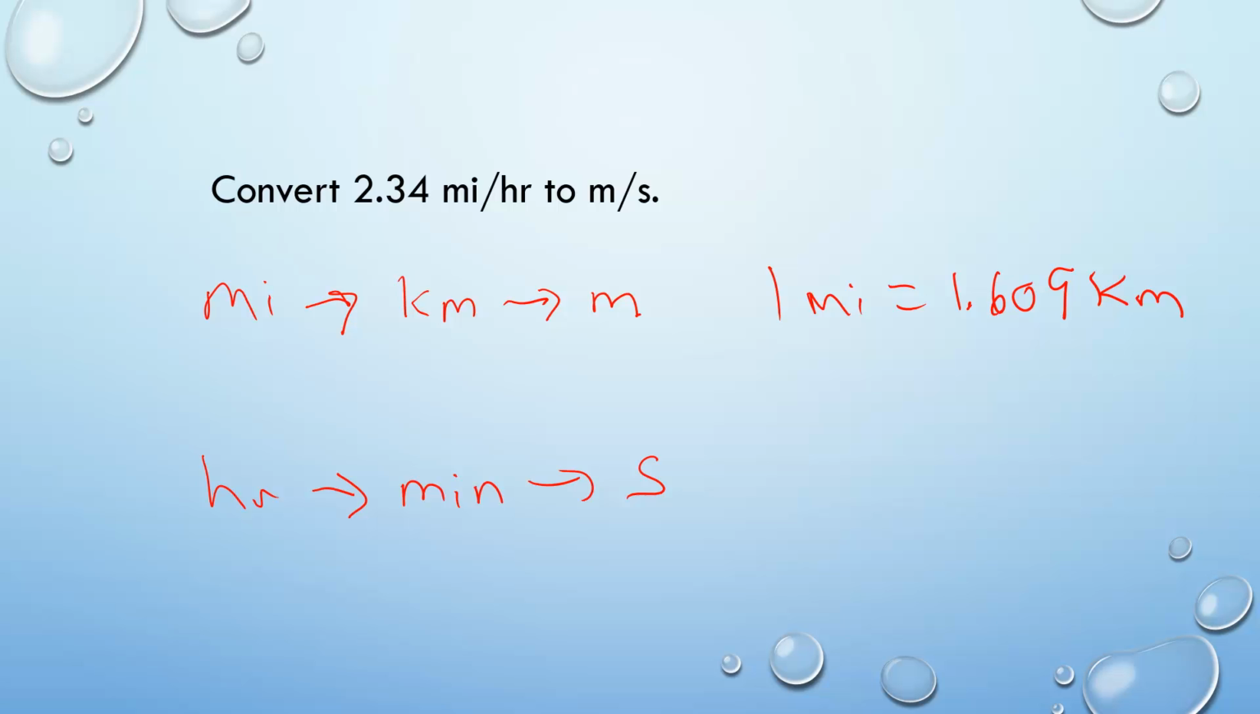Alright, then for our hours to minutes, we know that there's 60 minutes in an hour and 60 seconds in a minute. So we're going to use all those facts along with our knowing that 1 kilometer is equivalent to 10 to the third meters off of our metric chart. We'll put all these together in our problem.